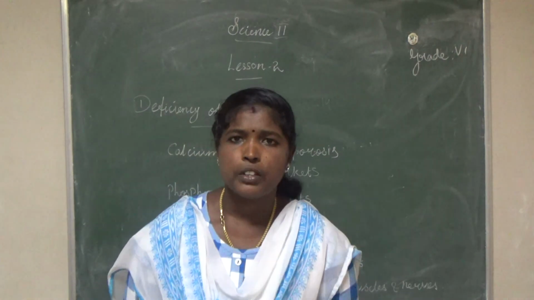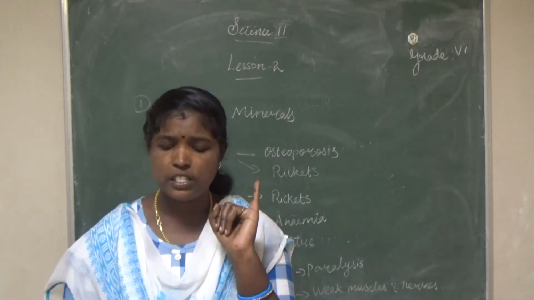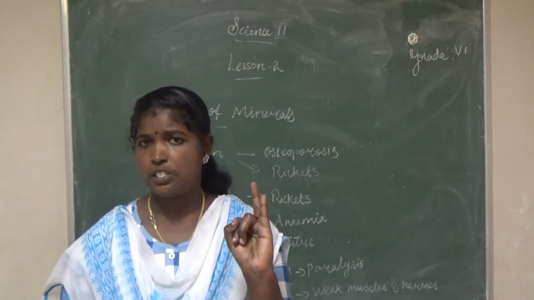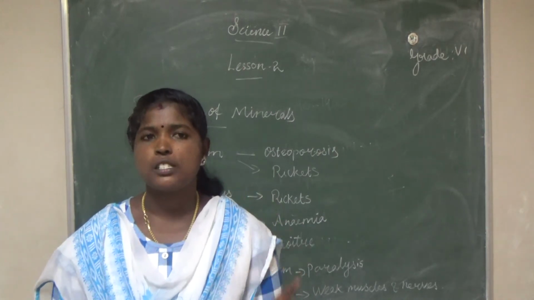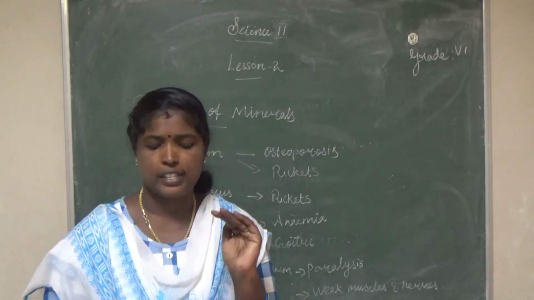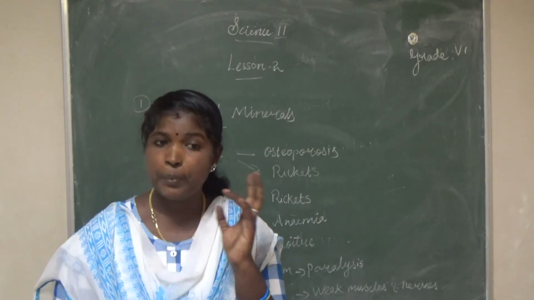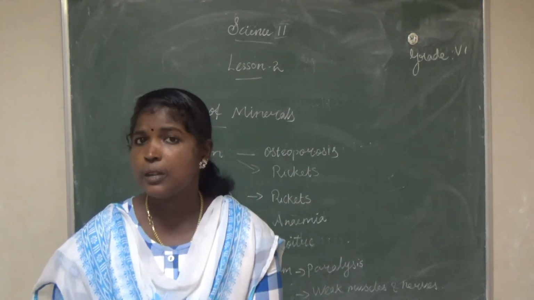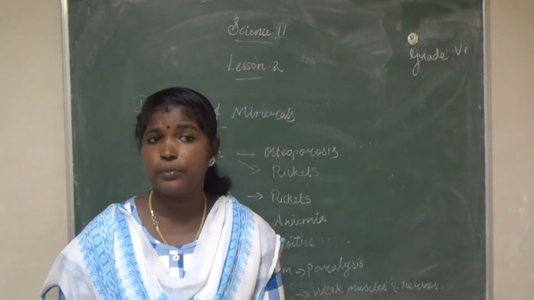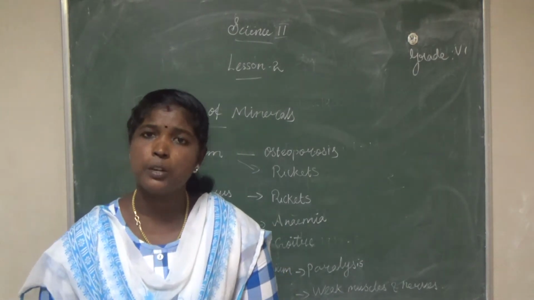Once again, listen. First, calcium. Deficiency of calcium in the diet leads to which disease? Rickets in children, osteoporosis in adults. Second, phosphorus. Lack of phosphorus in the diet leads to rickets. Lack of iron in the diet leads to anemia. Lack of B12 also leads to anemia. Then iodine. Deficiency of iodine in the diet leads to goiter. The deficiency of sodium and potassium leads to paralysis.